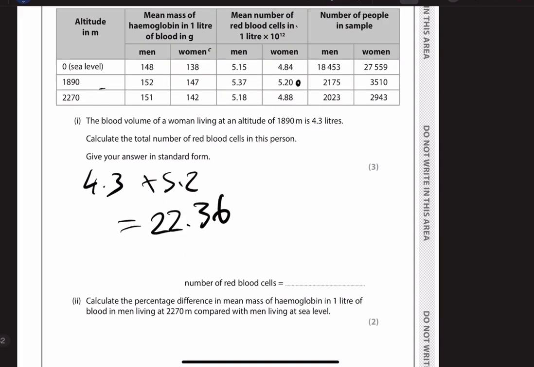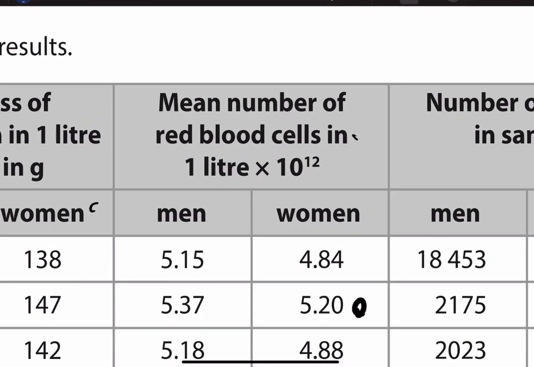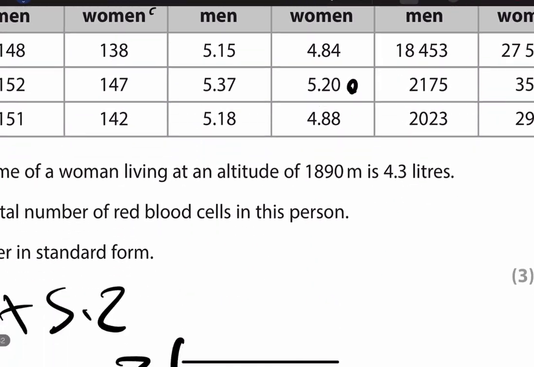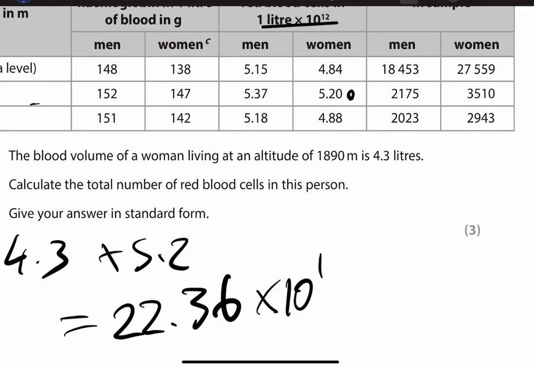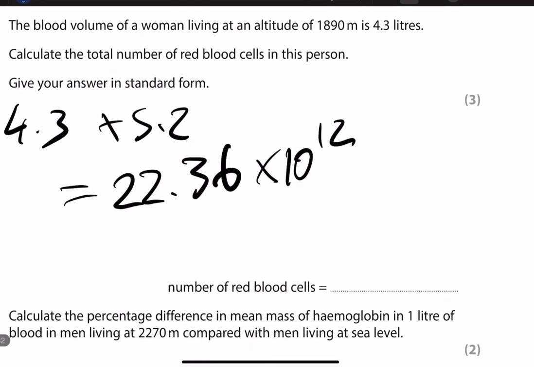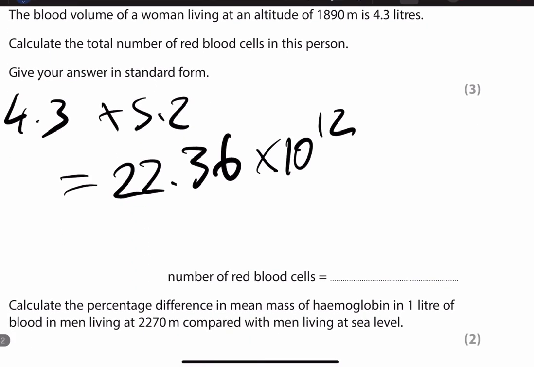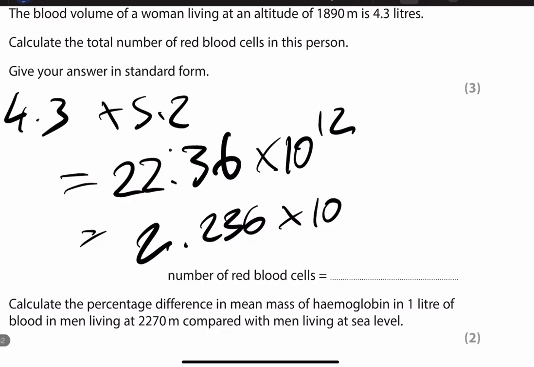22.36, right? But remember, this unit is very large, right? It's not going to be that little. We have this unit, so we have to adjust for that. It's times 10 to the 12. But it wants us to give it in standard form. You should know that in standard form, our number should be a single digit number, essentially, right? So we needed to make it 2.236 times 10 to the, and now that we've moved the decimal place here, we have to make it 10 to the 13, okay?